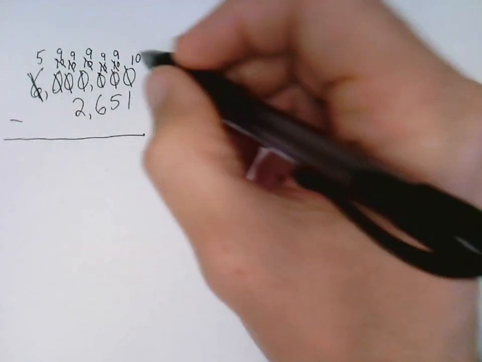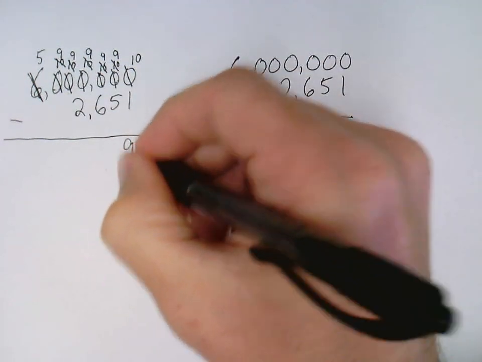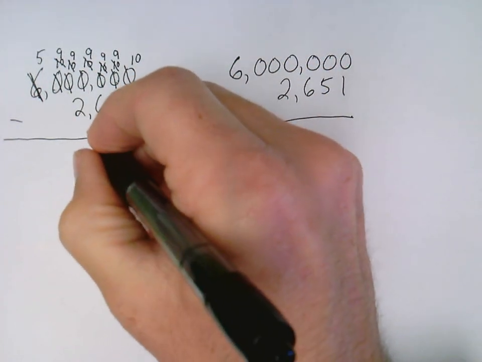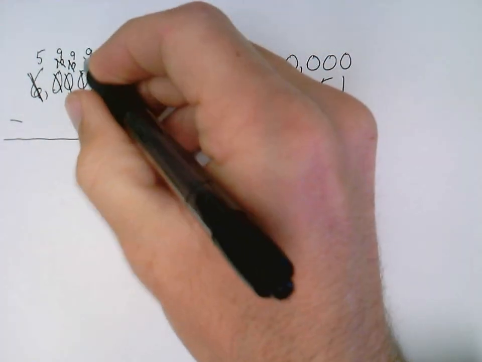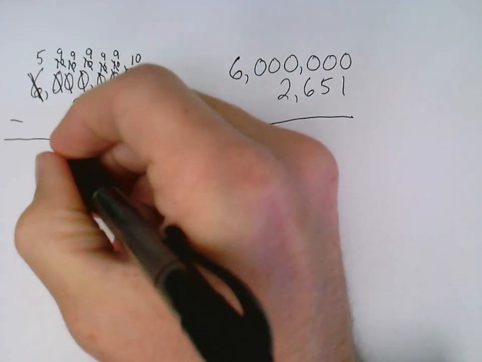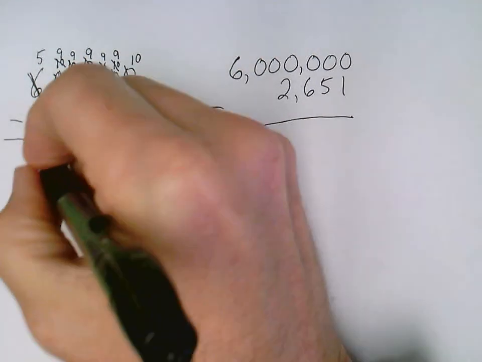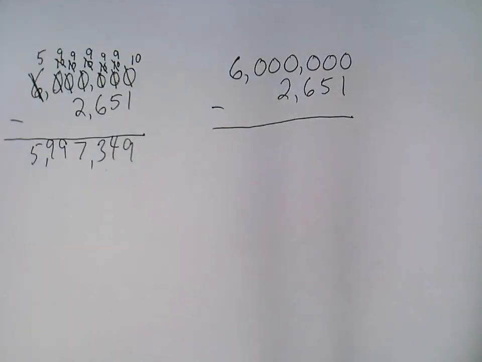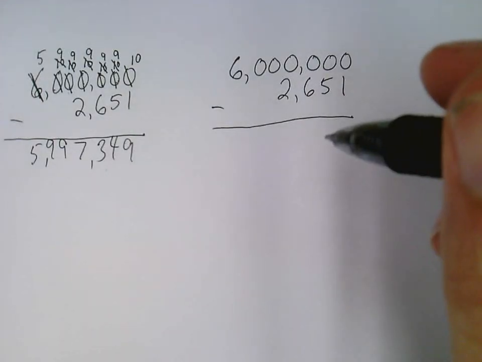Now I can subtract. 10 minus 1 is 9, 9 minus 5 is 4, 9 minus 6 is 3, bring down my comma, 9 minus 2 is 7, bring down my 9, bring down my 9, and bring down my comma, bring down my 5. Now that's what really happens when we subtract across zeros.